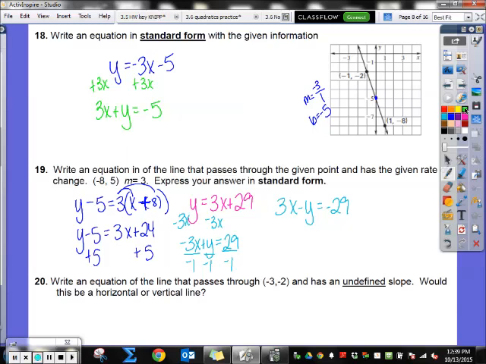20 says write an equation of a line that passes through the point negative 3, negative 2 and has an undefined slope. As soon as I see that word undefined, I think of VUX. So I know my equation is going to start with an x, and I know it's always going to go through this x value in this given point. So my equation would be x equals negative 3. And with VUX, I've also already answered that it is a vertical line.